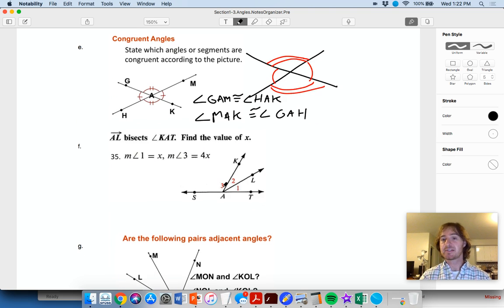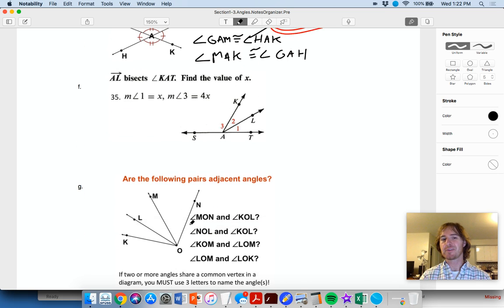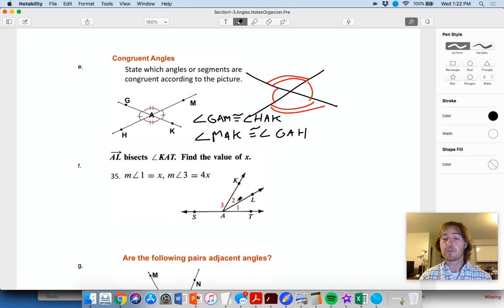Okay, last one. This actually comes up on your homework. I'm going to skip this one just for the sake of time. This one here, number 35, comes up in your homework.